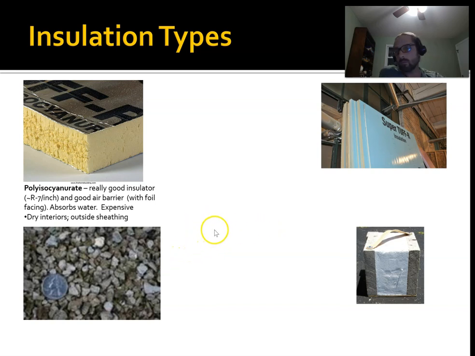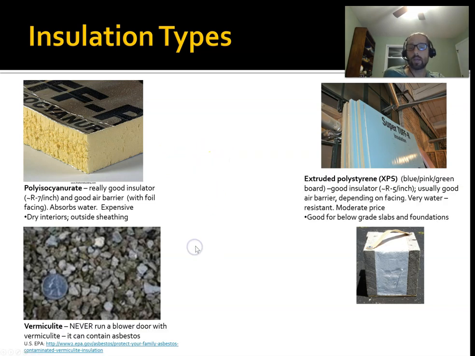A little more expensive. The polyiso itself is the stuff in the middle. It is not water resistant. Okay, so it will absorb water, so that's not good. It usually comes with a foil facing to hold it together. So it's good for dry areas. You can use it on an exterior sheathing that's not going to get wet. So it's really good, R value, the highest out of all of them we're going to look at, but it's not good for wet areas.